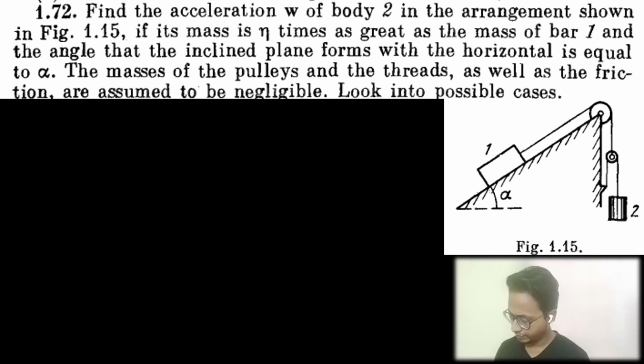So what this question is basically saying is that there is one block, there is another block. If the mass of the first block is m, the mass of the second block is n times the mass of the first block. The surfaces are frictionless, and find out the acceleration of block 2, given as omega here. This is basically the question. So how do I solve it? I solve it using the same principle.